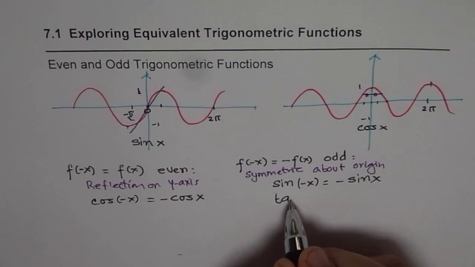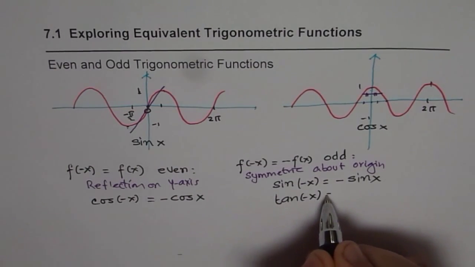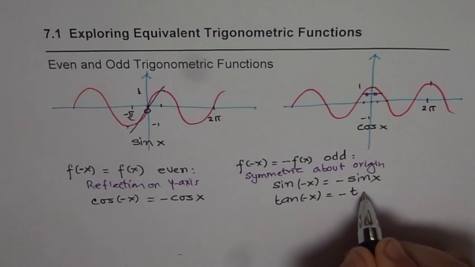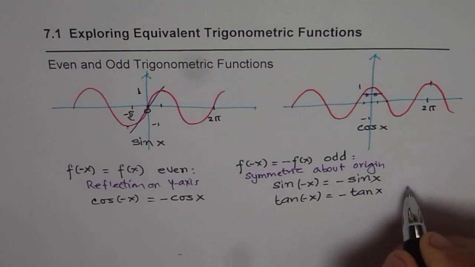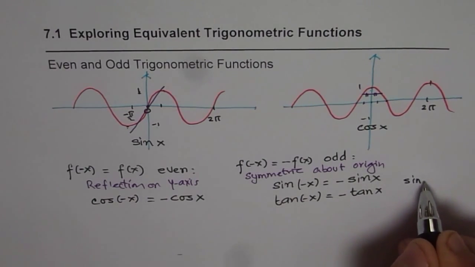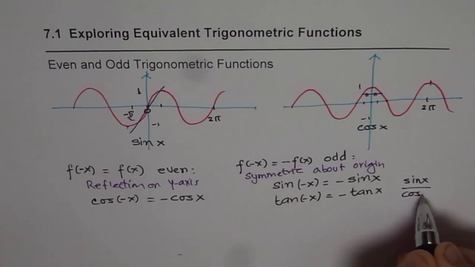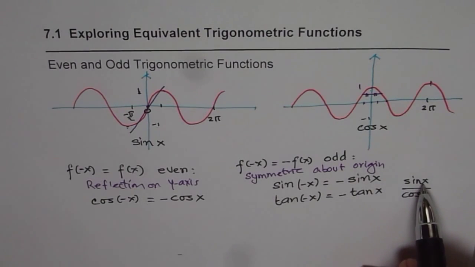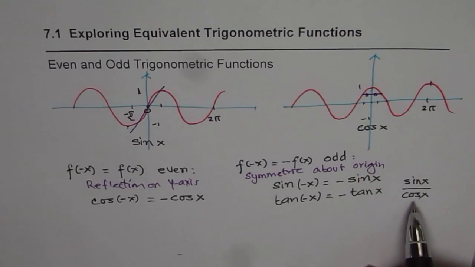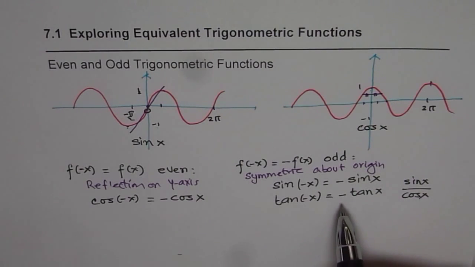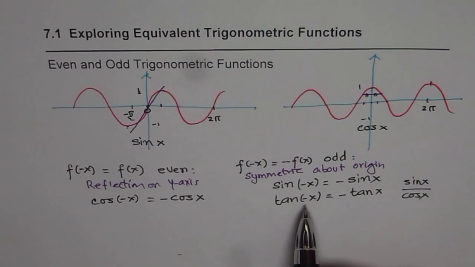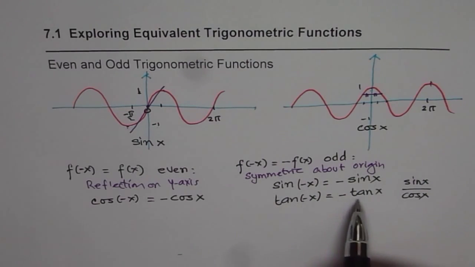I'm writing tan here. Tan of minus x should be equal to minus of tan x. Since tan, you know, is a ratio of sine divided by cos. Is that okay? So sine is odd, it will return you minus sine x. Cos is even, it will return you plus cos x. So you get minus tan x. So that is how you know tan will be an odd function. Tan of minus x is minus tan x.